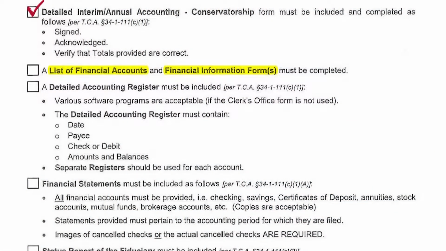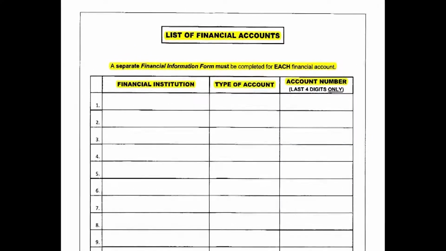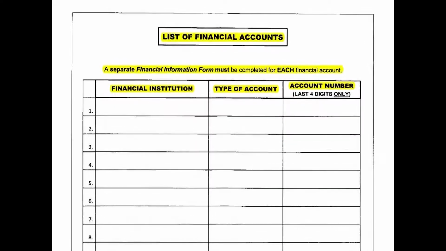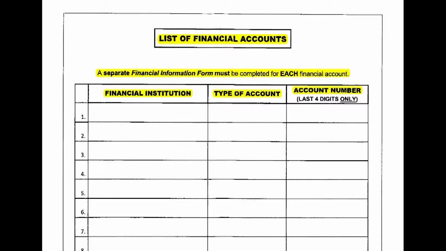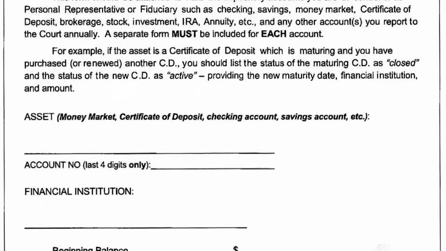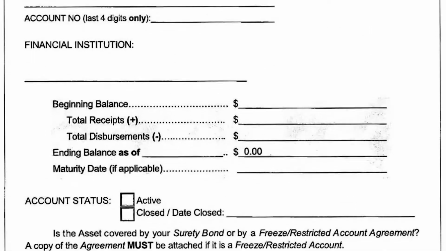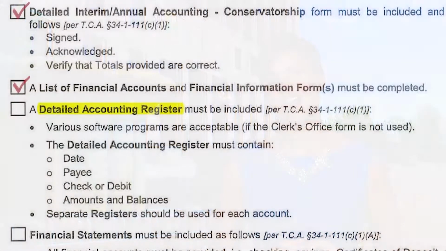Next on the checklist are the list of financial accounts and financial information forms. The list of financial accounts form is where the conservator lists each financial account the respondent owns and the corresponding information for each. Each account on the list of financial accounts form should have a corresponding financial information form. Each financial information form provides the court with a summary of receipts and disbursements for each account. You will also need to include all financial statements and canceled check images, if any, for each account.